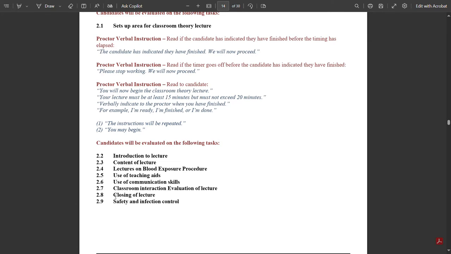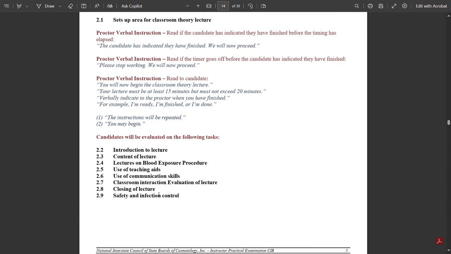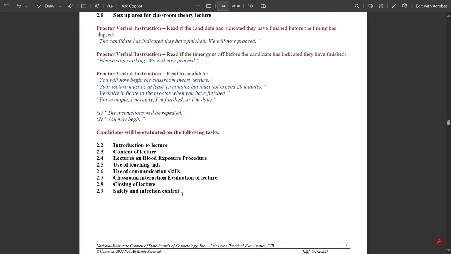And 2.8 is the closing of your lecture. That is the stuff we included at the end of the lesson plan. So today, class, we talked about such and such. And the next thing you'll do is test on this chapter. And then safety and infection control.